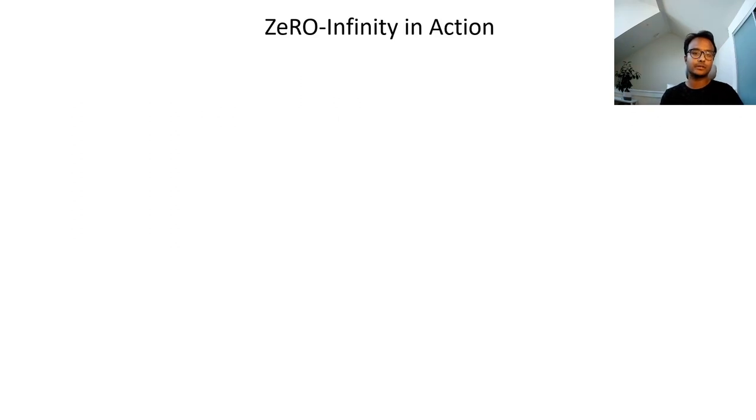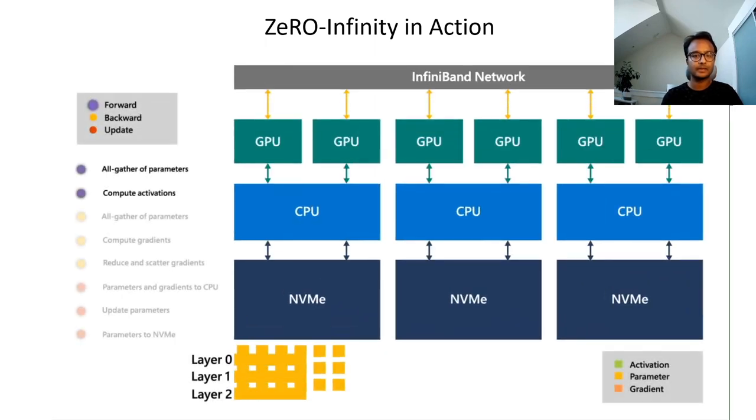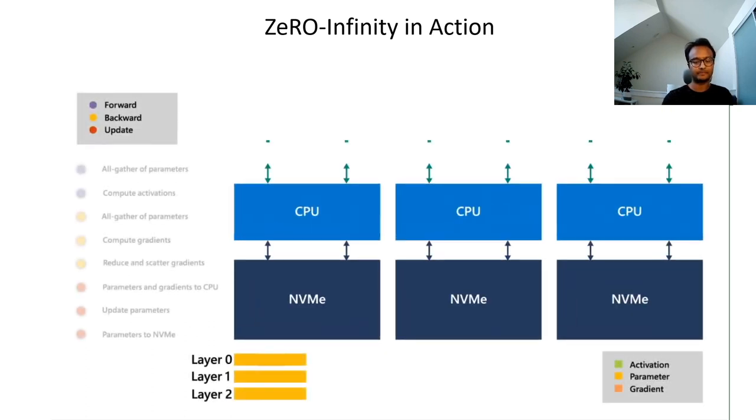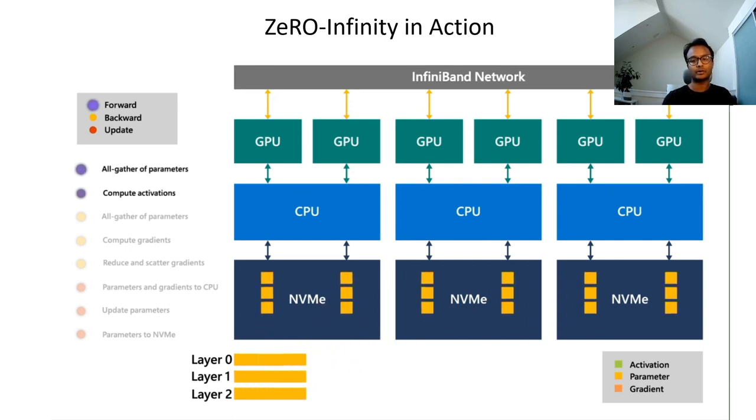Okay, so now let's take a look at how Zero Infinity works in action. Here we have a six GPU cluster where there are two GPUs per node, each with its own CPU and NVMe memory. We're going to train a three-layer model. Each layer has its own parameter. First, these parameters are partitioned across all the GPUs, but instead of storing them in the GPU, they're actually stored in NVMe memory. Then during the forward pass, when they're needed, they're first moved to the GPU, and then they are all gathered over the network, and then you compute the activation during the forward pass. We repeat that for all three layers.